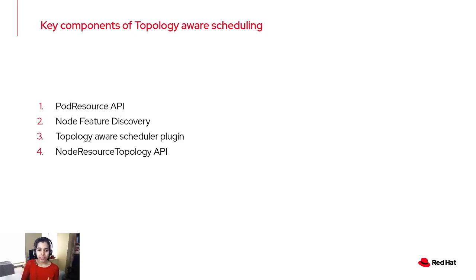NFD basically runs as a daemon set. It collects the resources allocated to running pods along with associated topology information. It identifies the NUMA nodes corresponding to those resources to be able to expose CRDs, which allow us to have information about the resources available at a NUMA node level. Then the topology-aware scheduler plugin is the scheduler plugin that uses the per-node CRD instance to make a NUMA-aware placement decision. The Node Resource Topology API is the CRD API which is used by NFD and the scheduler plugin. Essentially it acts as the glue between both these components.